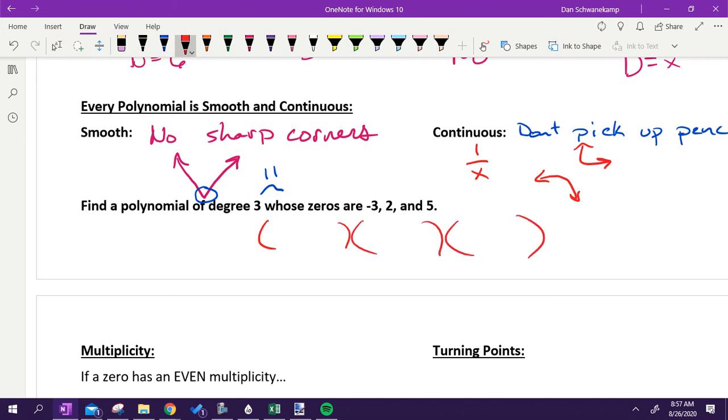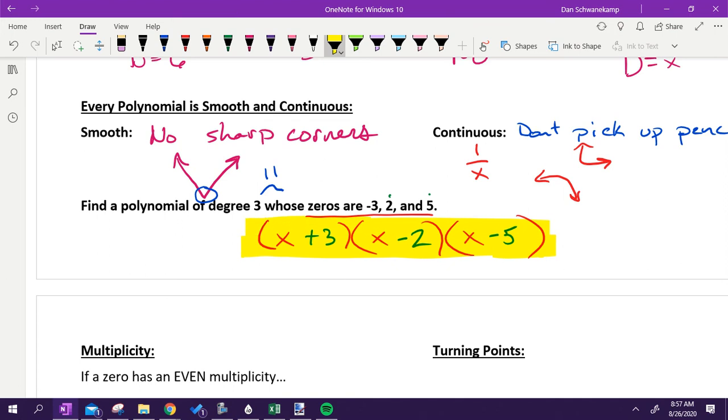If I want to have these specific zeros, write them as factors. So it's x, x, x. If I want there to be a 0 at -3, what am I going to write in the factor? X plus 3. If it says 2, it's x minus 2. Instead of 5, I'm going to go minus 5. Cool. There's my polynomial. If I wanted it to be in standard form, I could multiply that out.